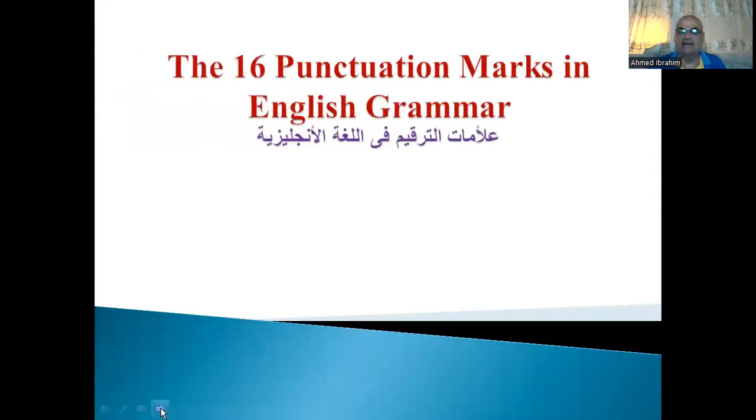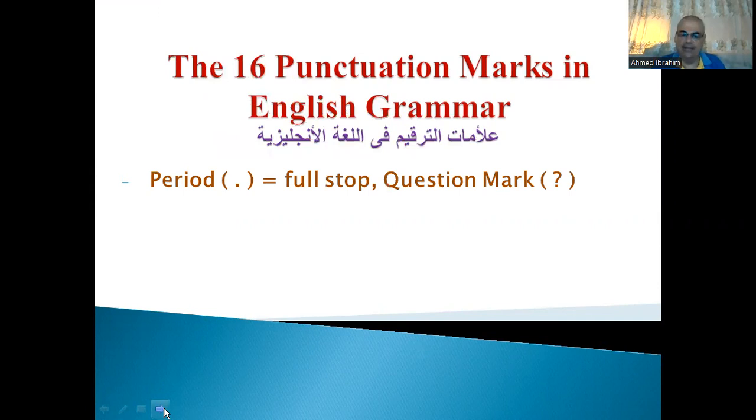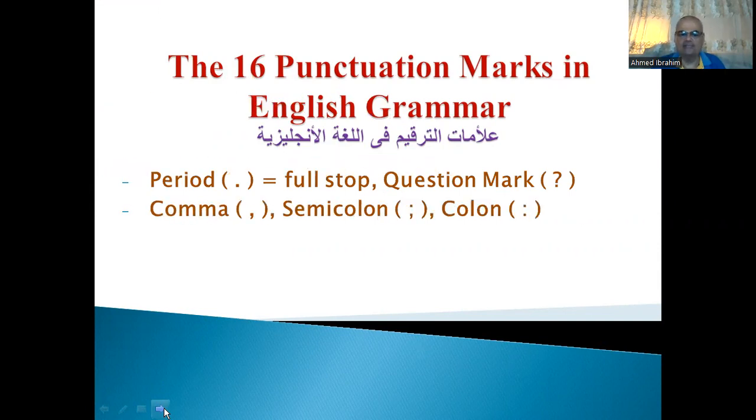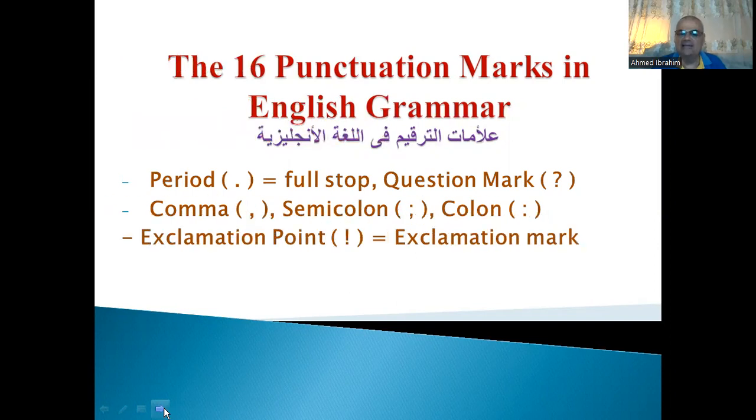As we can see in front of us, the 16 punctuation marks in English grammar. Okay, punctuation marks in English. Period equals full stop. Question mark, comma, semicolon, colon, exclamation point equals exclamation mark.